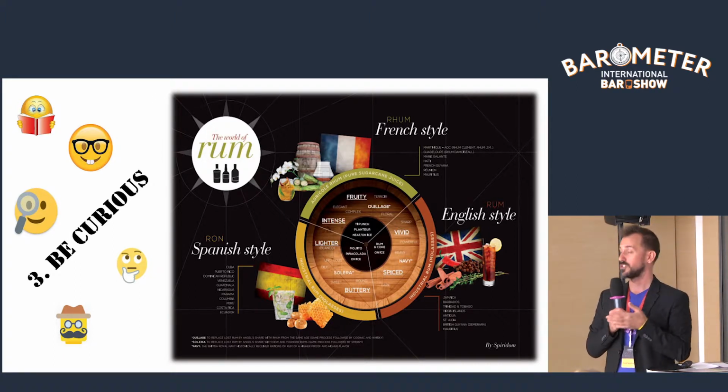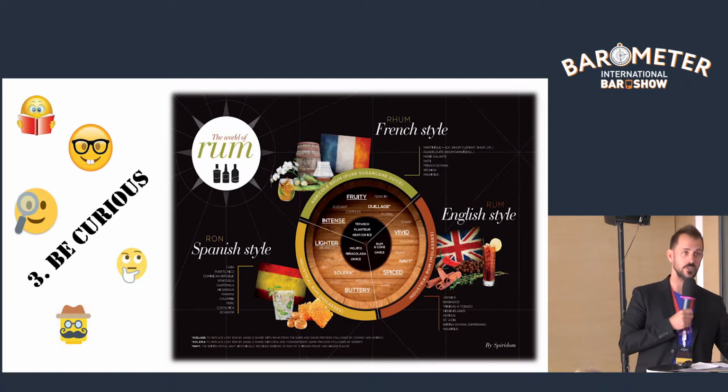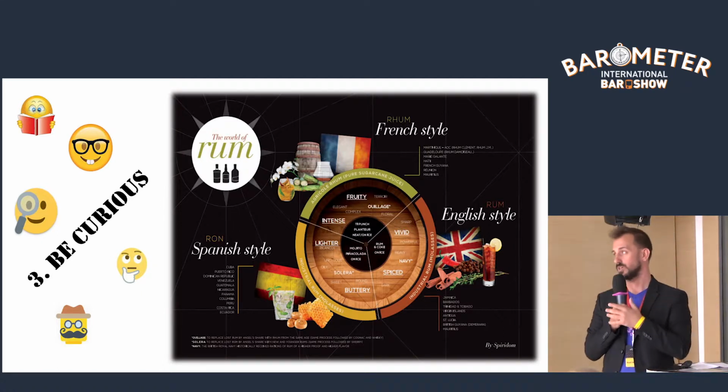There is also no regulation about how you have to age it. There are non-aged rums and there are really old rums as well.